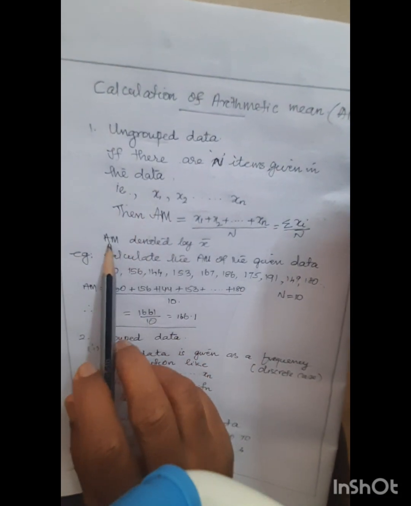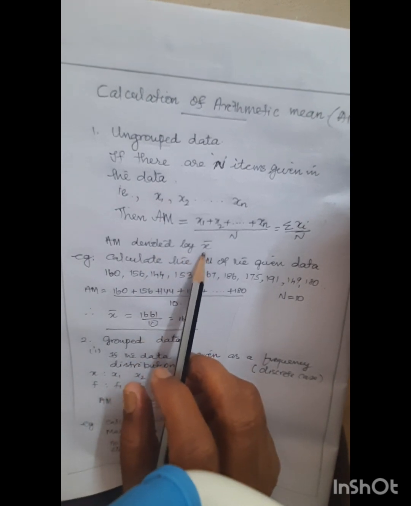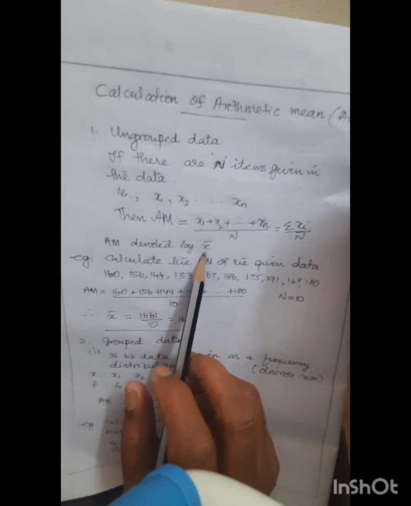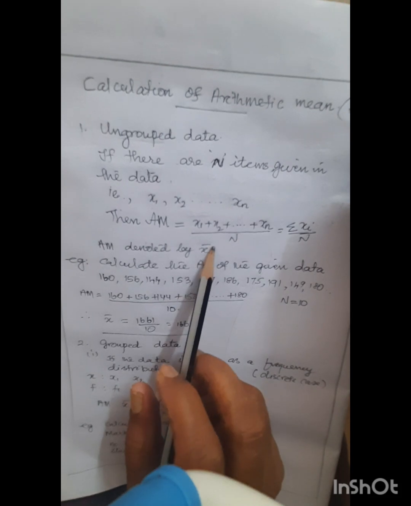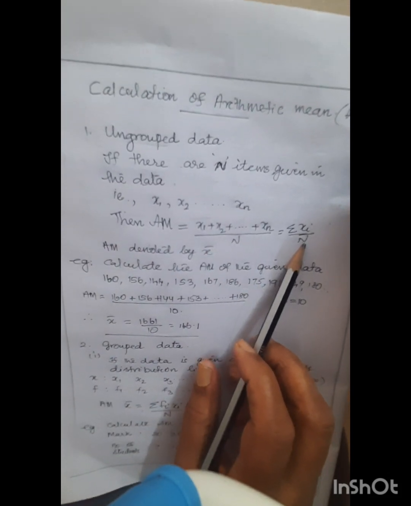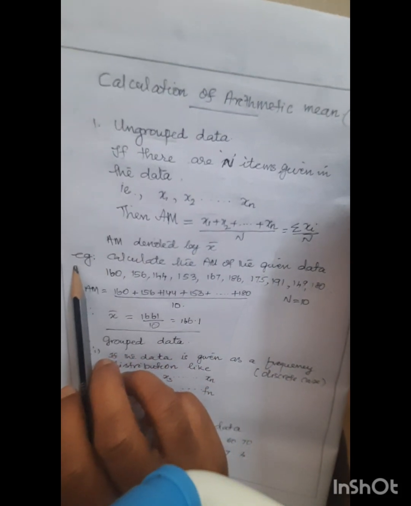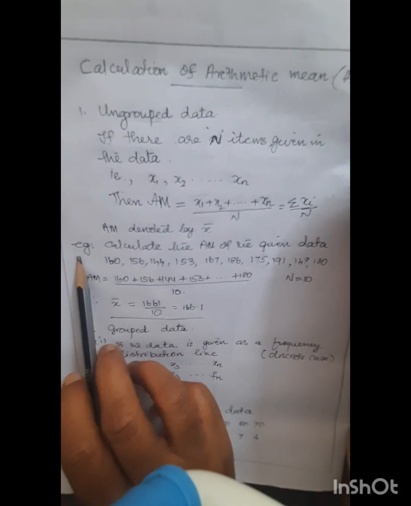So arithmetic mean is denoted by the notation x bar. So we have x bar equal to sigma xi by n for an ungrouped data. Now we consider an example.